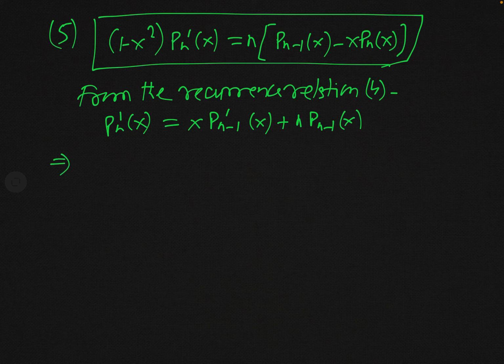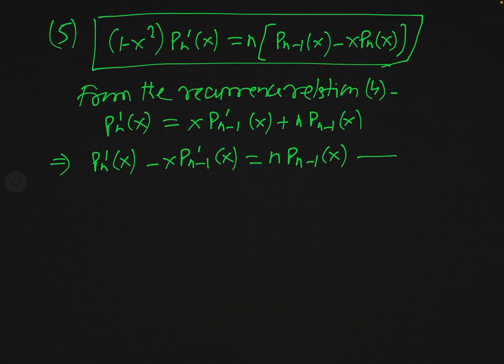Now you can see I can write this as Pn prime of x minus x times Pn minus 1 prime of x, and this will be equal to n times Pn minus 1 of x, and let us say this is your equation 1.